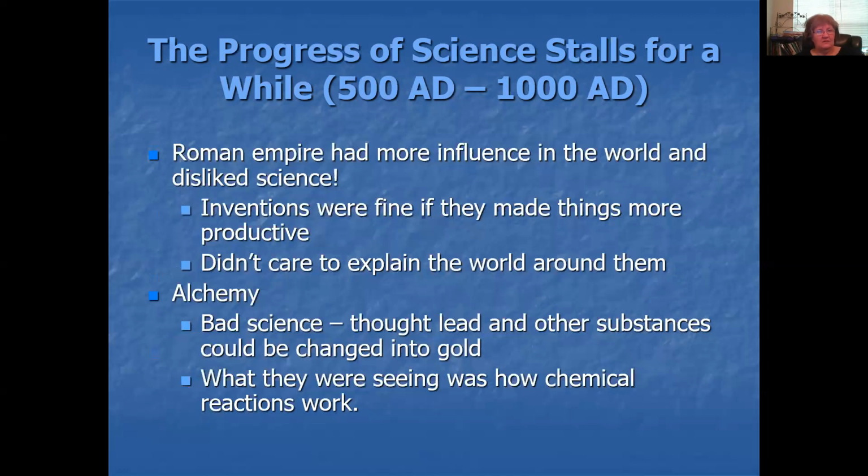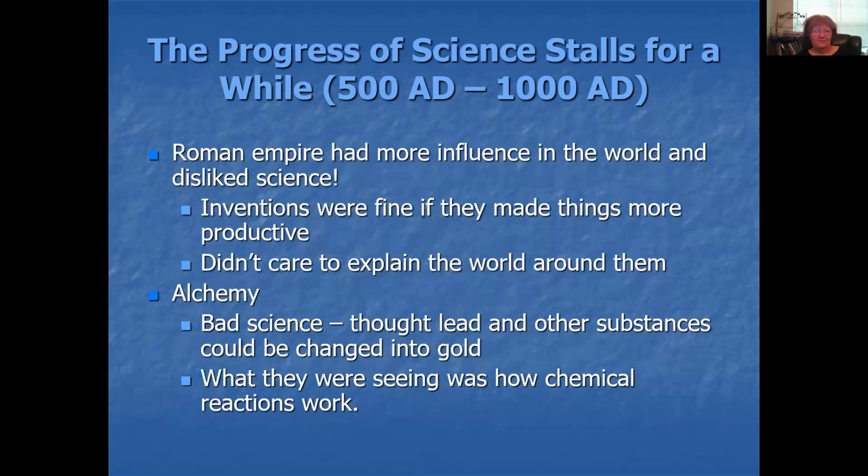Science was not encouraged. They didn't care to explain things. They had no desire to do that. So what that kind of led into is something called alchemy. You've heard of the alchemists. Really, really bad science. They thought that they could take lead or other things and turn it into gold. Wouldn't that be great if we could just take something and turn it into gold? Because gold's valuable, right? It's like making money.